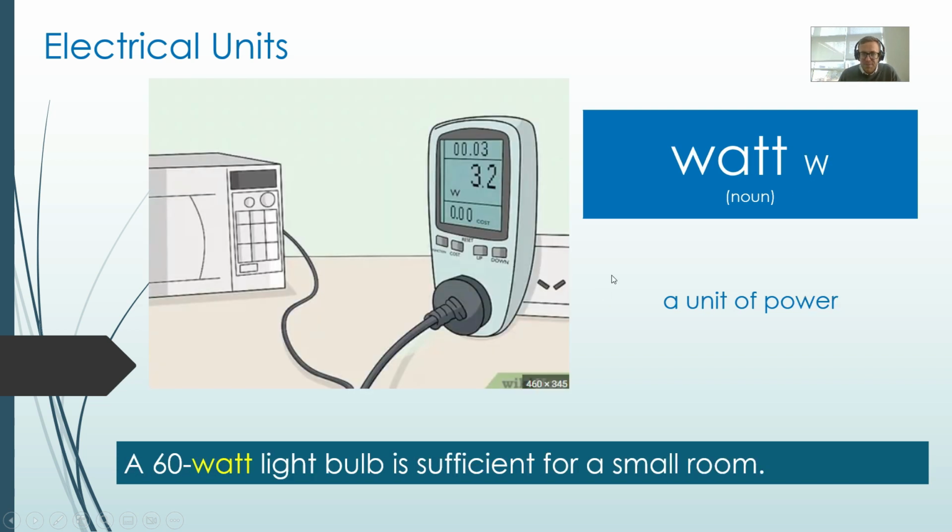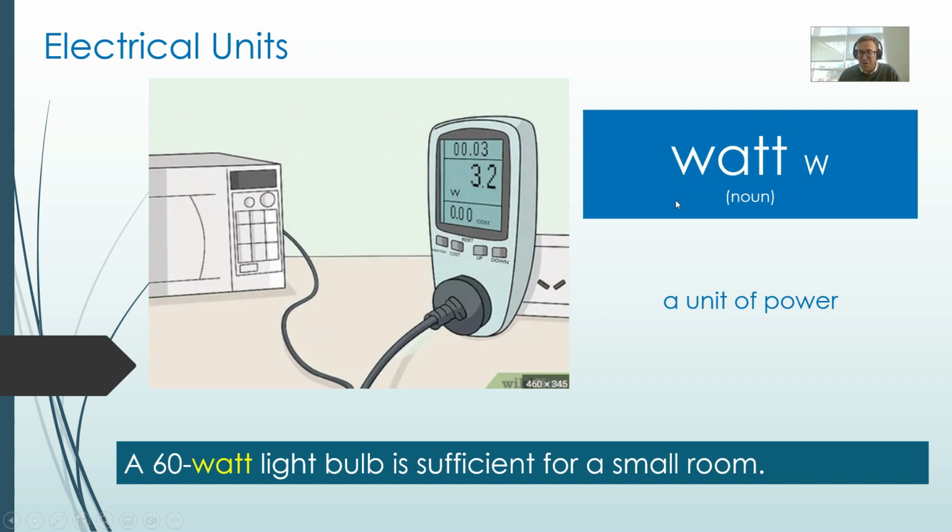Watt. This is a unit of power. For example, you have appliances in the houses using watts. For example, a 60 watt light bulb is sufficient for a small room. So the light you have is 60 watts.